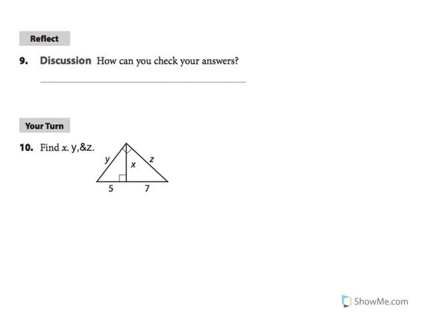Okay, so then for number 9, discuss how you check your answers. So to check your answer, to undo the square root, we square both sides. So we know that the square and the square root, they cancel each other out, they become 1.